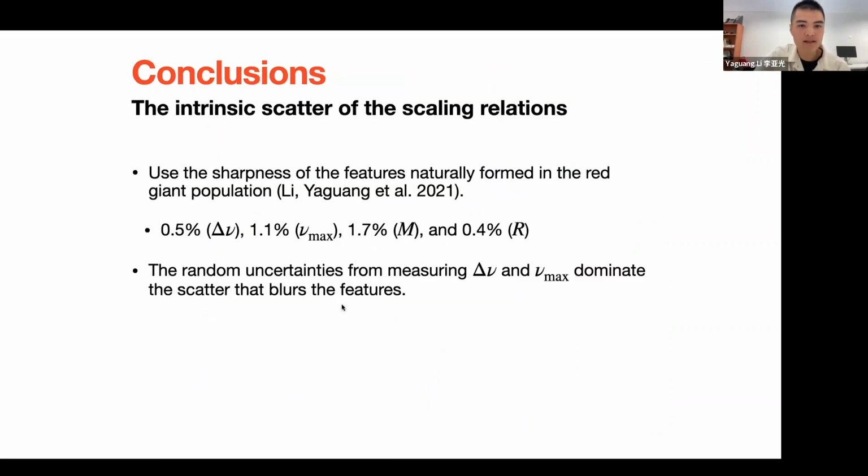The result is that we can constrain the intrinsic scatter of the scaling relations to a few percent: for the mass it is 1.7% and for the radius 0.4%. This precision is way smaller than the typical uncertainties that we expect from measuring delta nu and nu max as such. So the conclusion is that the intrinsic scatter of the scaling relations is probably nothing we have to worry about.